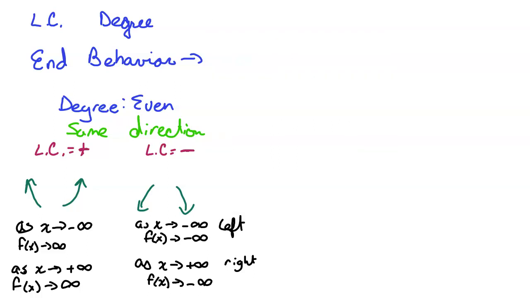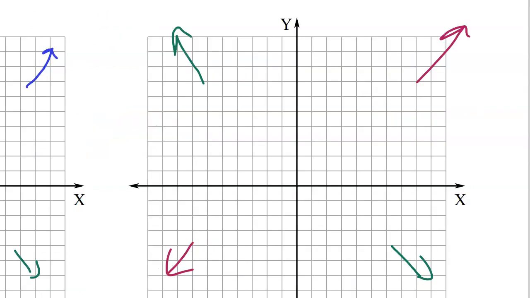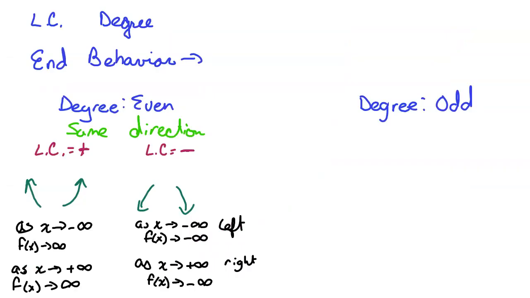Now let's look at whenever our degree is odd. What happens whenever our degree is odd, it looks more like that cubic function. So our cubic function would come in here and kind of go like this, where we're going in the opposite directions, okay? So if our degree is odd, 1, 3, 5, any of those, they go in opposite directions.